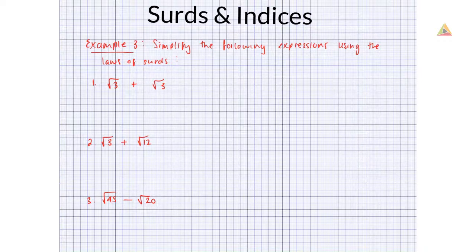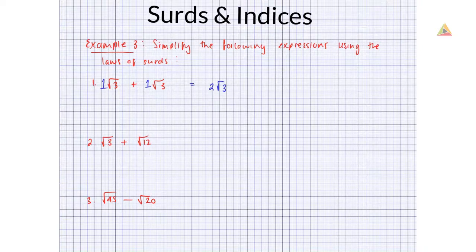So with these ones, we'll look at the first one from example 3. So root 3 plus root 3. You can see that they're the same, so that's like saying 1 root 3 plus 1 root 3, which is going to give you 2 root 3. So that's a pretty straightforward one. So then we're going on to the second example.